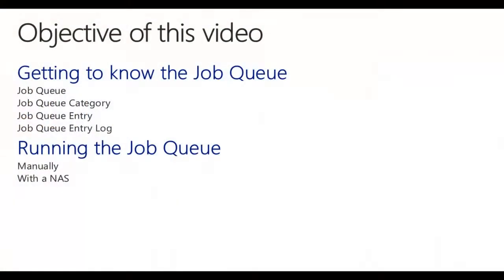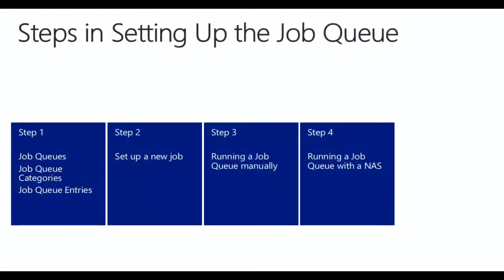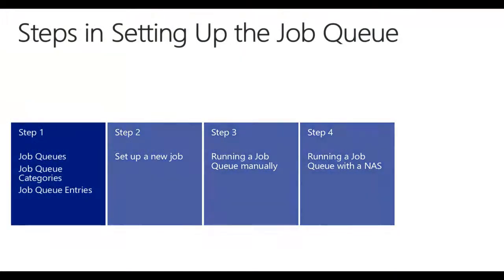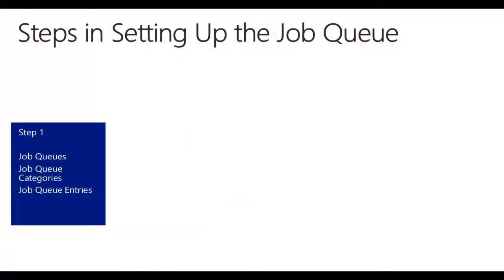At the end of this video, you should know the basics on how to set up the job queue in Dynamics NAV. Which means the objective of this video is first of all getting to know the job queue and how to run jobs on a recurring basis. And we do all this in four steps. Let's first explain about the basics. What are job queues? What are the job queue entries? And how do categories come into play?